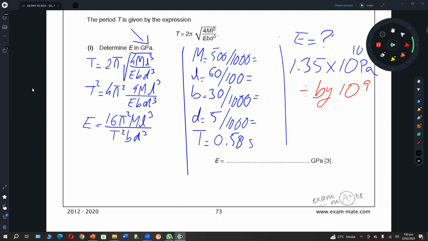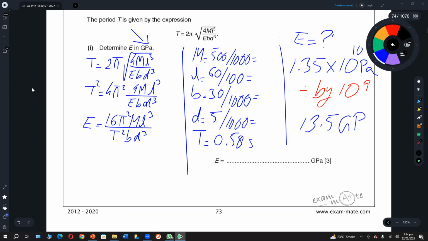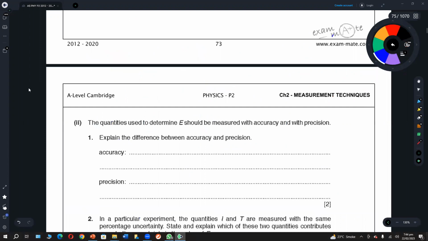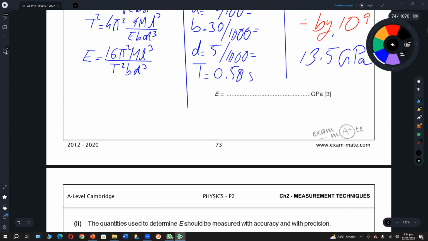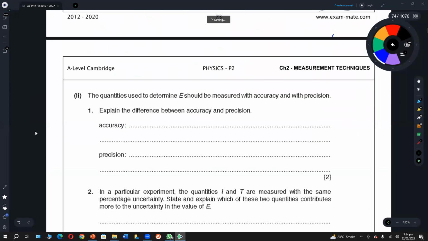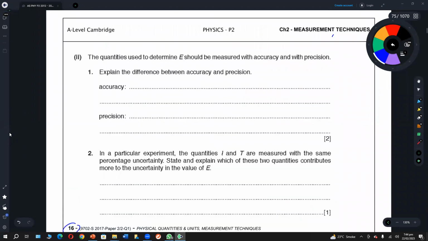13.5 is the answer which is coming. Sorry. 13.5 gigapascal. That looks fine. Now you have to move this to this one.